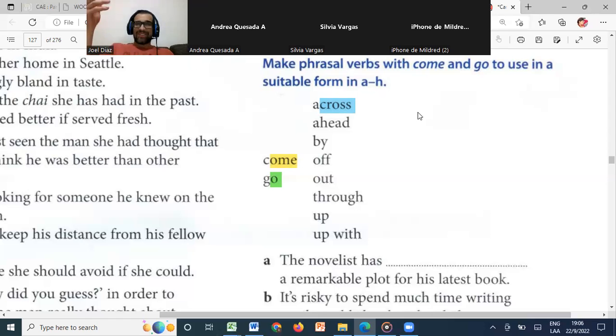I'm sorry, I'm just telling them to put down the volume of the TV. Sorry. Okay, so now, for example, well, hi Mildred, welcome.